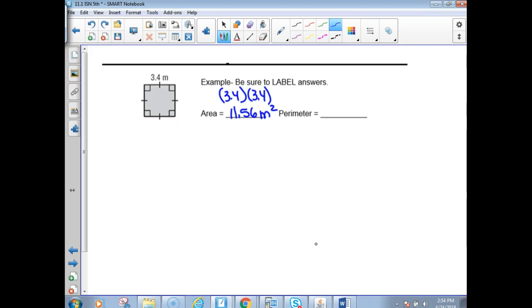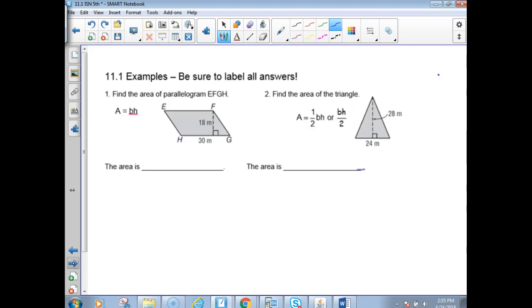We are also going to be finding the perimeter of the figures. How many sides does this have? 4, and all of them are 3.4. Because of those slash marks, it's a square. 4 times 3.4, 13.6 meters. Label, label, label. It says label on everything. Don't forget your labels. It's going to count against you more in this unit than it did in the last.